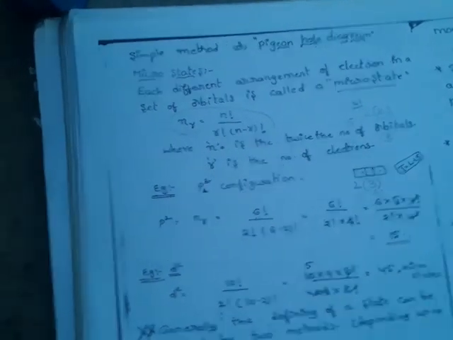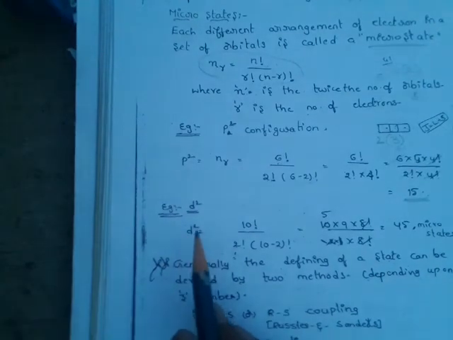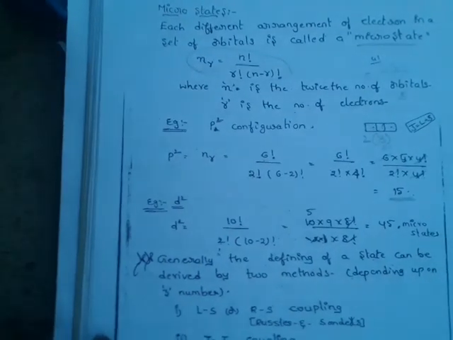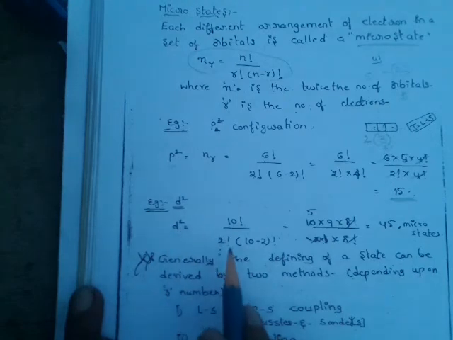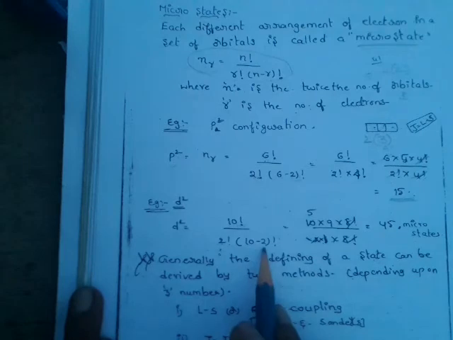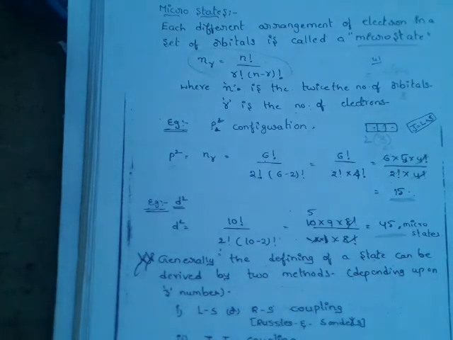For the p2 electronic configuration, 15 microstates are there. For example, the d2 electronic configuration: how many microstates are there? How can you calculate? There are 5 orbitals, so n is 2 into 5, 10. The number of electrons is 2. So 10 factorial by 2 factorial into 10 minus 2 factorial. You can calculate 45 microstates.